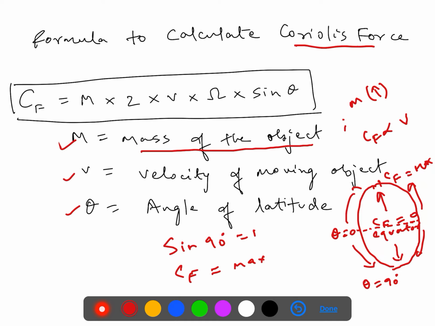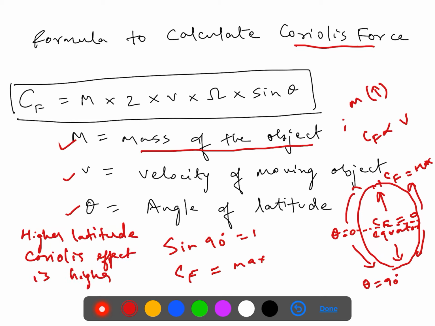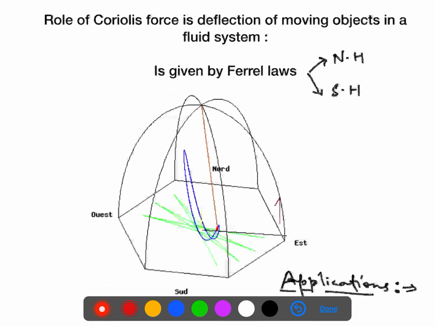Remember this fact, guys: at higher latitudes, the Coriolis effect is higher than at the lower latitudes. Okay, now let's see this. The role of the Coriolis effect is to indicate the deflection of a moving object in a fluid system, as observed by an observer on the Earth.